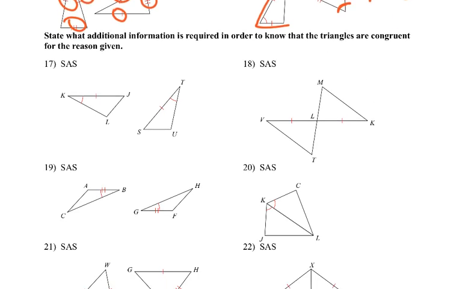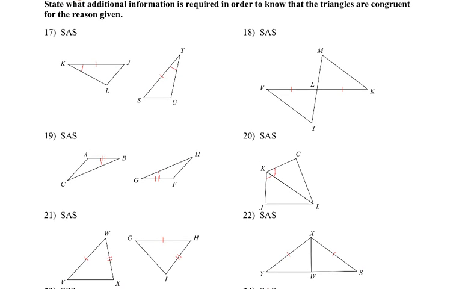Now let's take a look at these last ones. Now they want us to put the information that we still need to make it work. So they're going to give us two pieces, and what rule they want to use, we've got to find the third. So, number 17, side, angle, side.